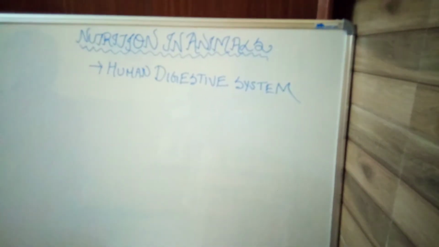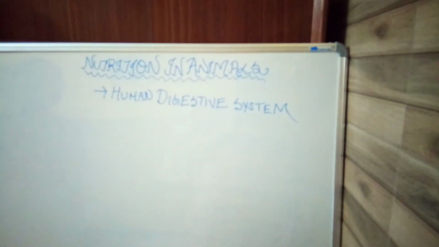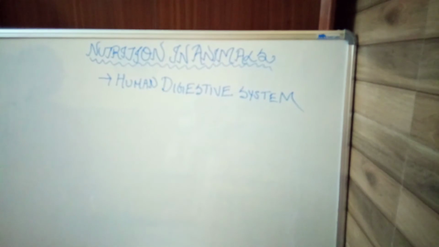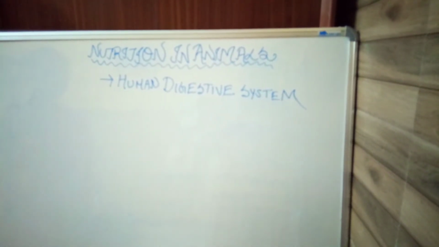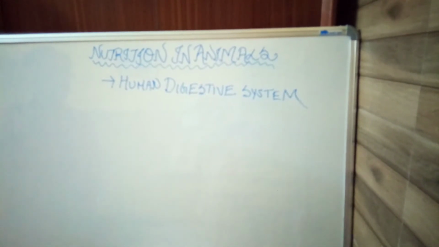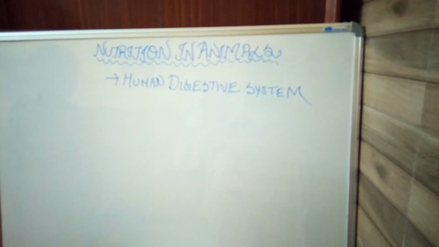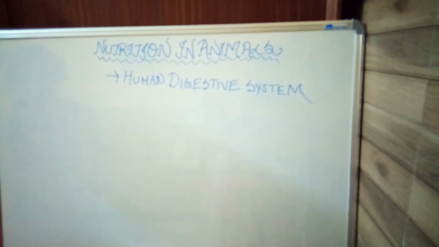It should be soft. So what we do, we cut the food with our teeth, then it mixes with the saliva. Now the digestive system, the alimentary system, is a system which consists of a digestive or alimentary canal. What is that? It is a long tube consisting of different organs in which this digestion process occurs.